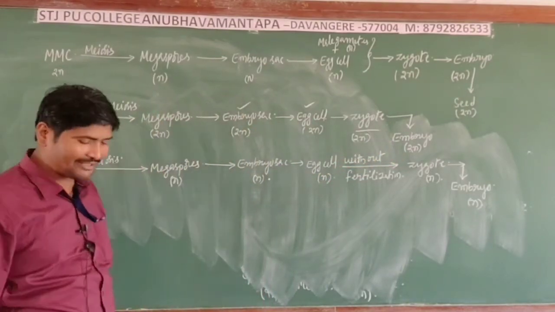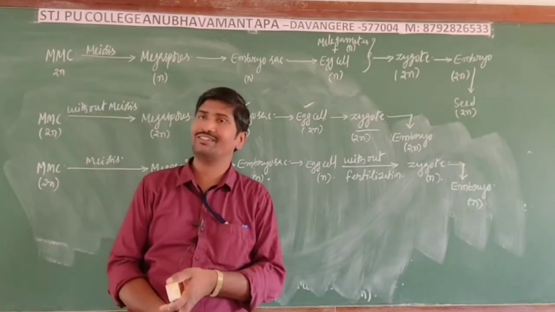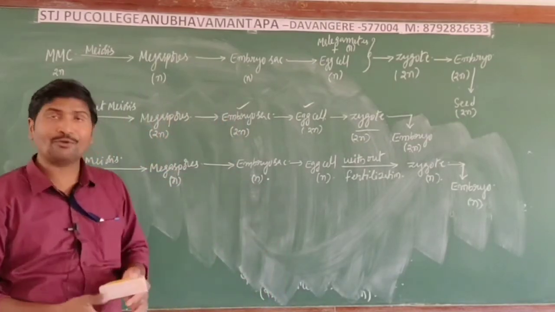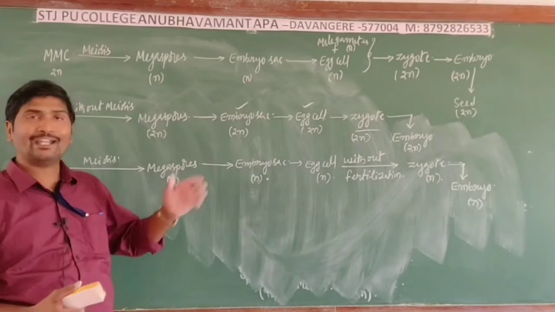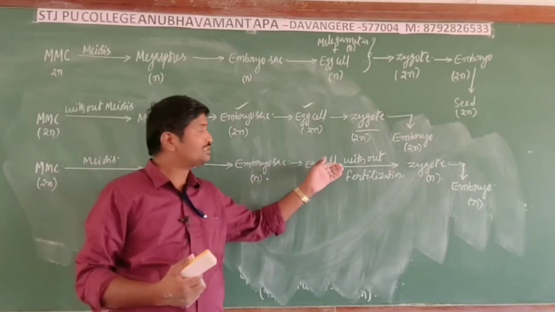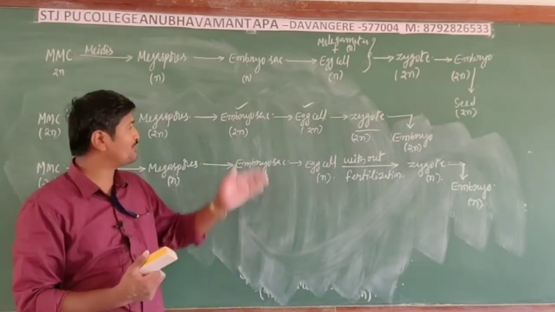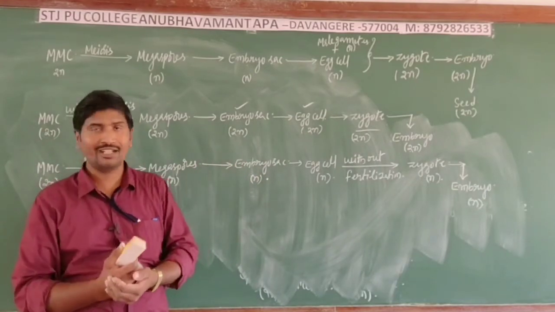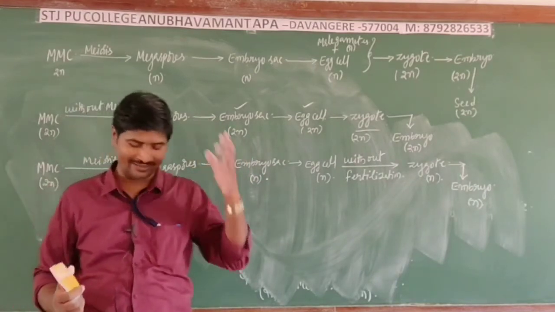So these are the different types of apomixis. Finally, what is apomixis? The seeds or embryos produced without fertilization or without meiosis cell division is known as apomixis.